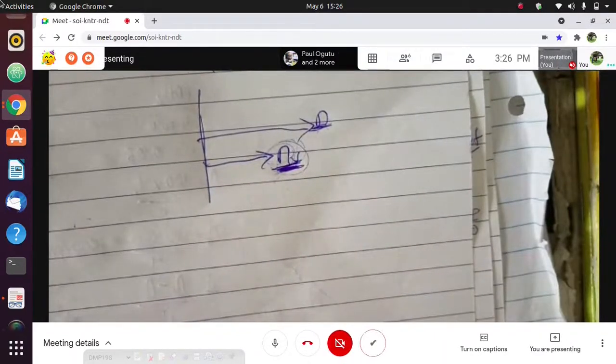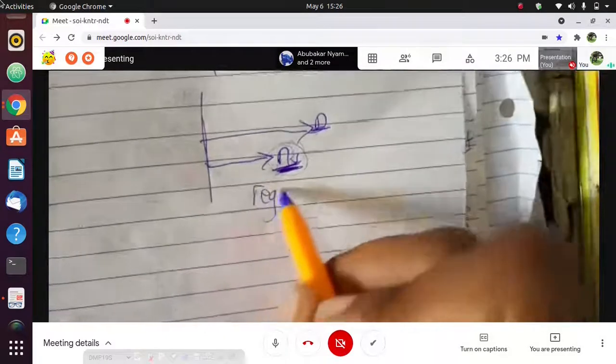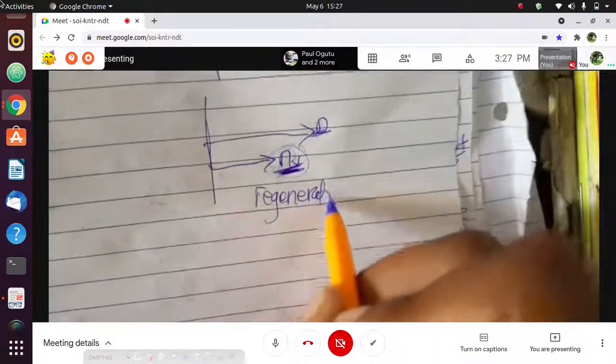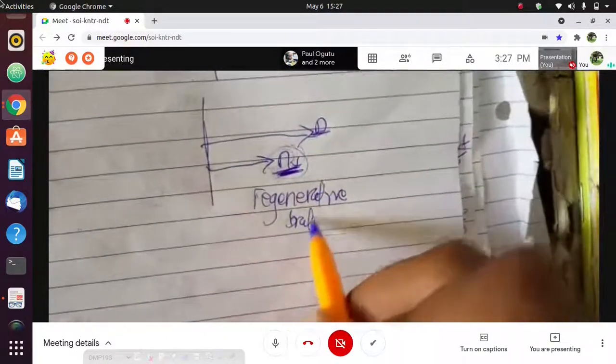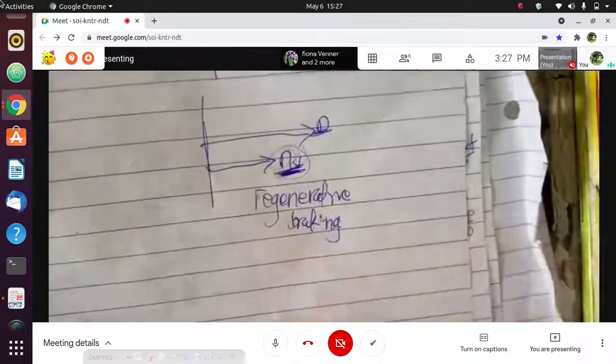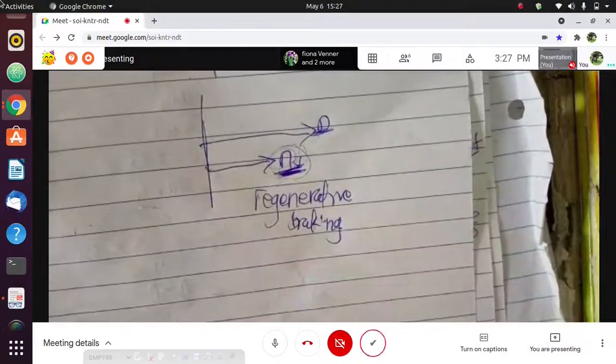So that is how electric vehicles that have electric motors recharge the batteries, by that generating torque. This is what we term as regenerative braking. That is a very good example of the generating mode of operation.